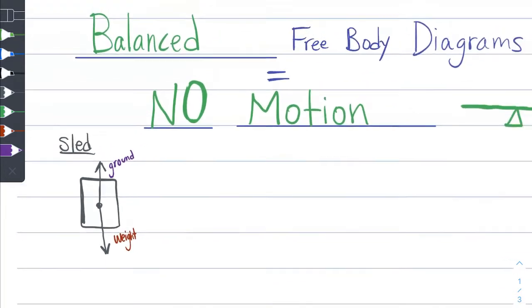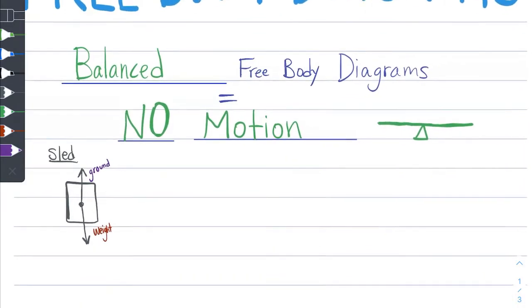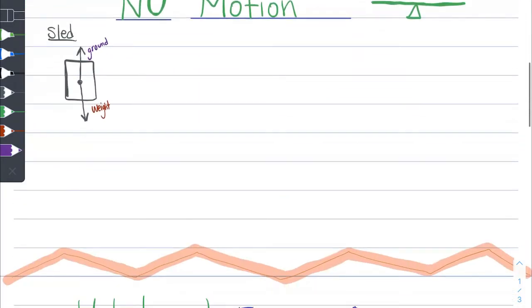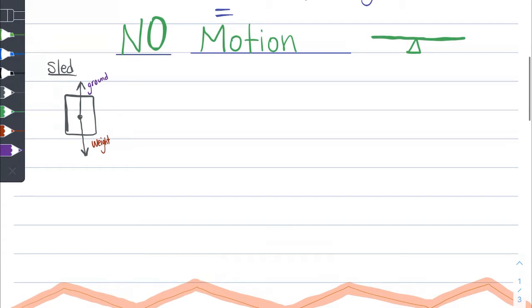So when we have a balanced free body diagram, what that means is that when we compare these 2 arrows side by side, if I were to take the up arrow and place it right next to the down arrow, they would be equal in size and opposite in direction. One's up and one's down. So therefore we would say that this is balanced. And when it's balanced, there's no motion. Imagine a sled that's just sitting there.